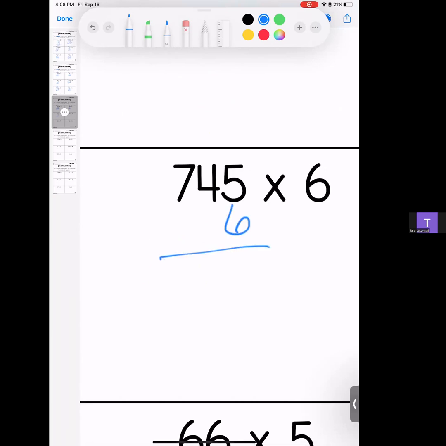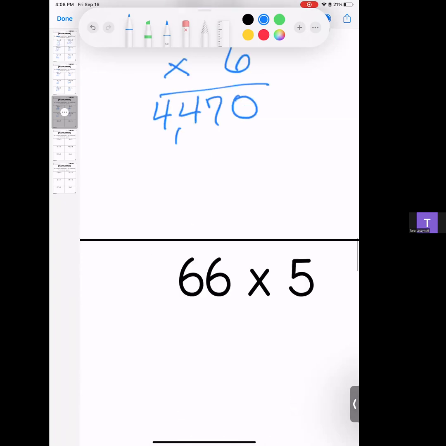745 times 6. 5 times 6 is 30. 6 times 4 is 24. Add 3 is 27. 6 times 7 is 42. Add 2 is 44. 4,470.